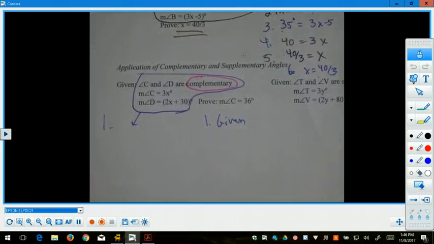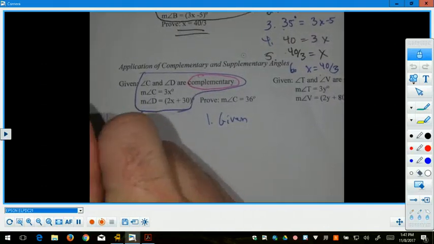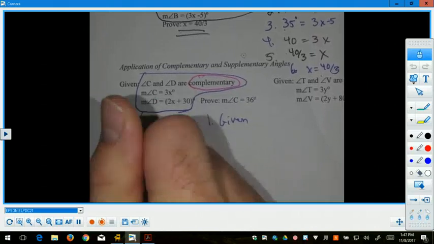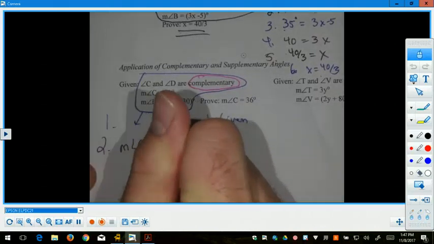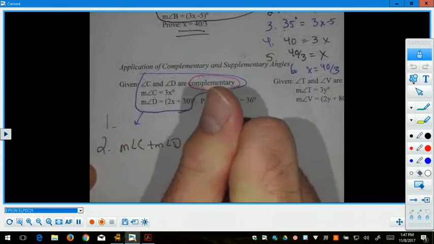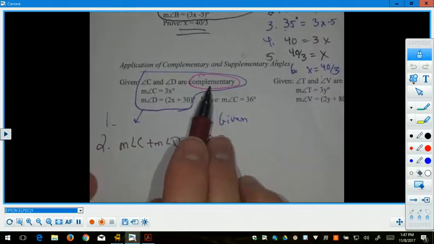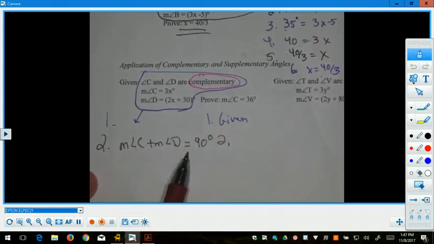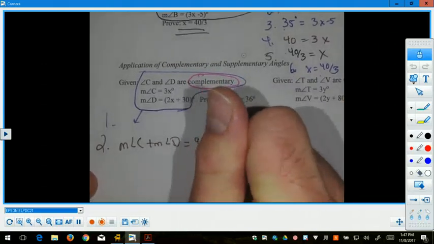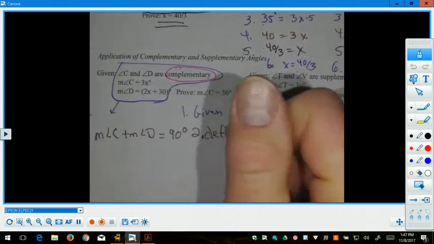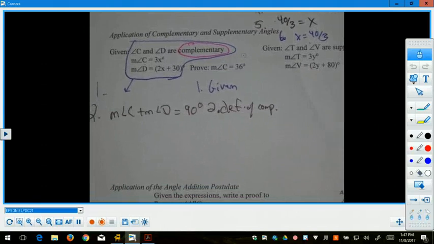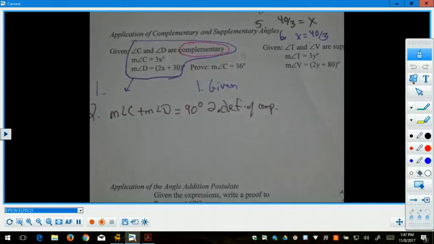What does it mean for two angles to be complementary? It means that their measures, measure of C plus measure of angle D, will add to 90 degrees. And this is also in the flipper. Hey, I told you the angles are complementary. You're going to write an equation that says their measures add to 90, and the reason will be the definition of complementary. So that flipper can come in really handy when you see key vocabulary lines. You'll know that you could possibly use those in your proof.